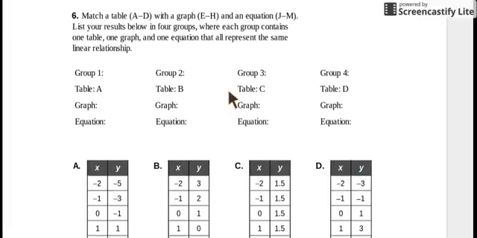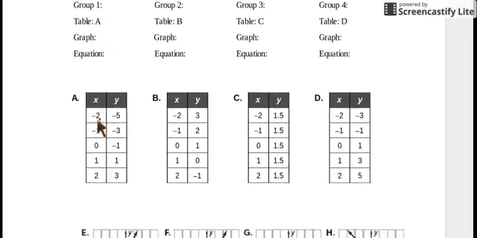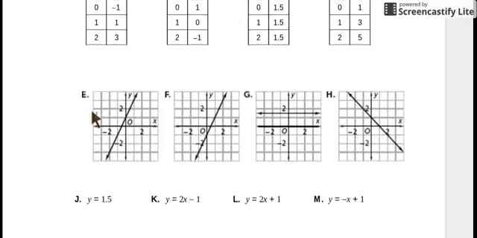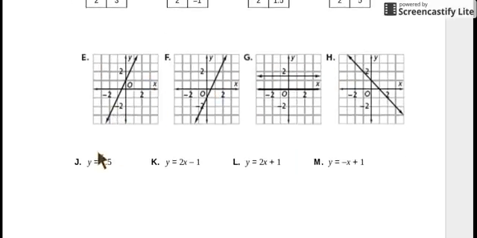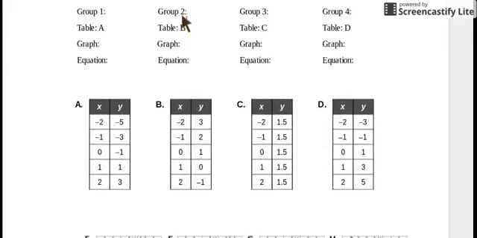The last question of your test asks you to group a table to a graph and an equation. So you had tables, so you start with A, you look at your graphs and decide which graph goes with A, and you decide which equation goes with A. And you just do the same thing for group 2, which is for table B, group 3, which is table C, and group 4, which is for table D.